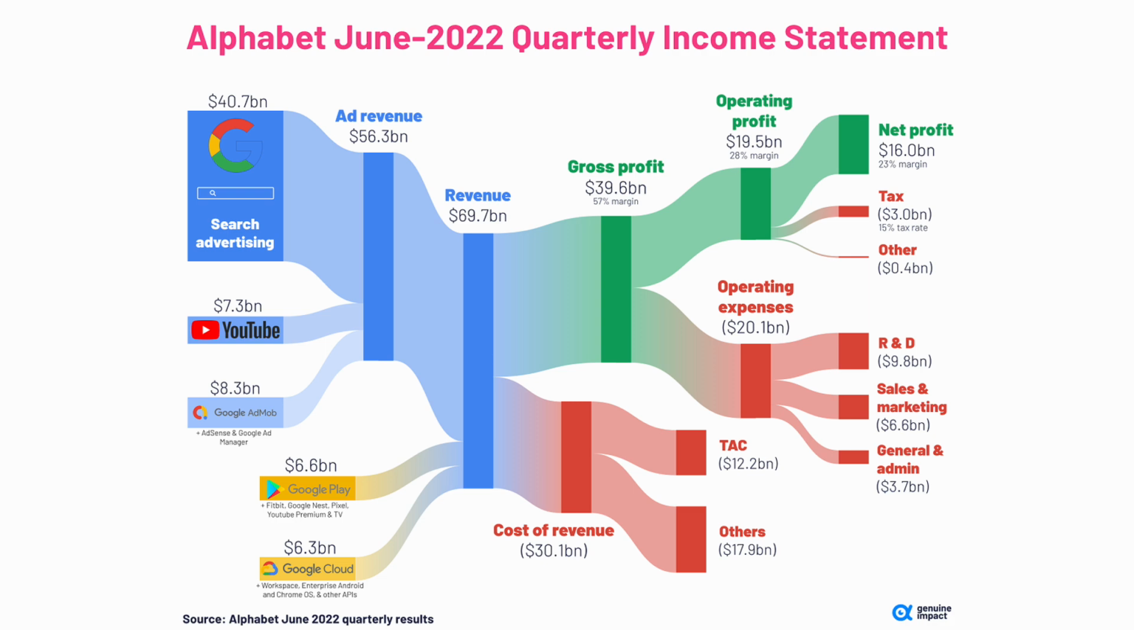So as you can see here, the revenue is 69 billion. And then from that, they actually take home 16 billion. So their margin is 23%, which generally speaking is very good. You can also see the gross profit here, so before some of these operating expenses are taken out as well.